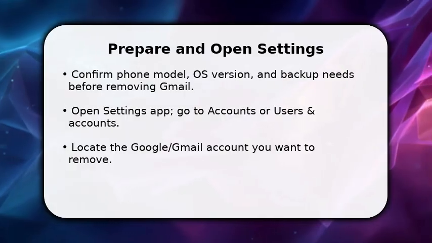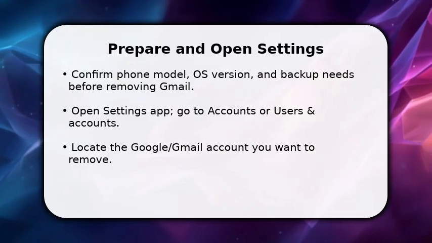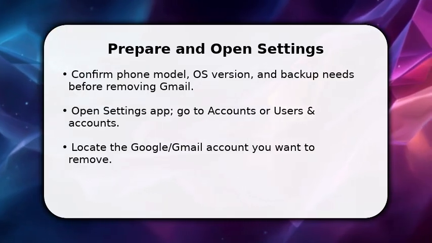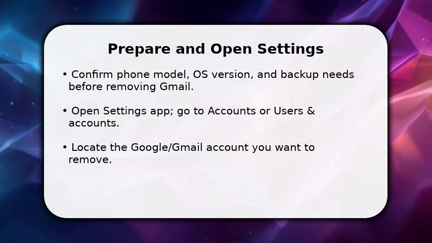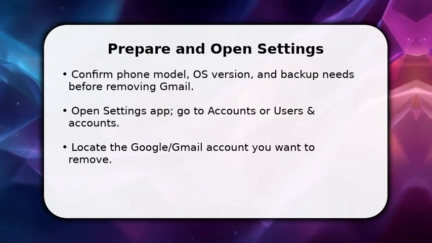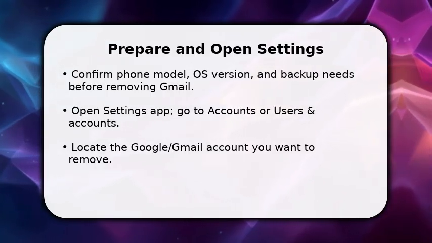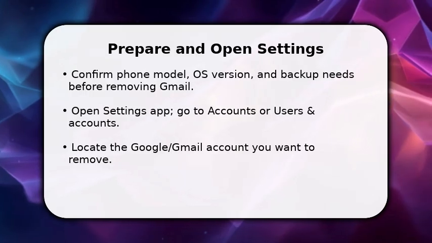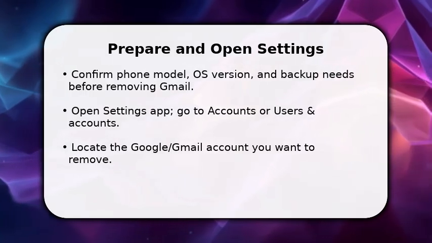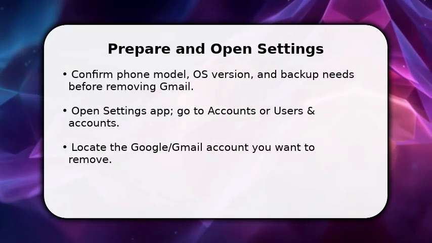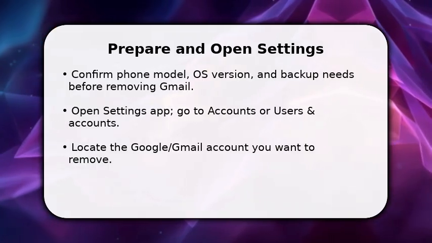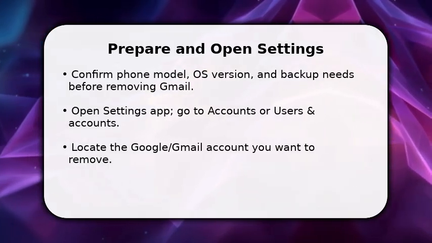You start now. Confirm your phone model and Android/iOS version so you know which menu labels appear. Once done, back up any contacts or emails you need. This avoids data loss. Then open Settings and go to Accounts or Users and Accounts to find Google. You tap the Google or Gmail account entry to reveal account options.